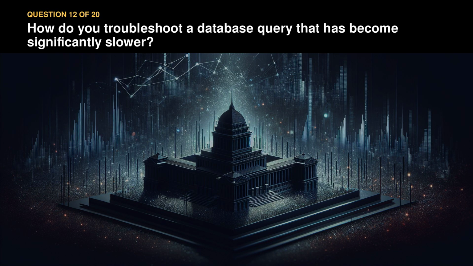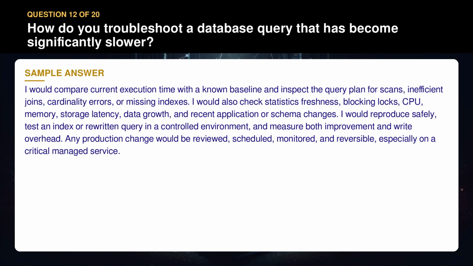Question 12. How do you troubleshoot a database query that has become significantly slower? I would compare current execution time with a known baseline and inspect the query plan for scans, inefficient joins, cardinality errors, or missing indexes. I would also check statistics freshness, blocking locks, CPU, memory, storage latency, data growth, and recent application or schema changes. I would reproduce safely, test an index or rewritten query in a controlled environment, and measure both improvement and write overhead.